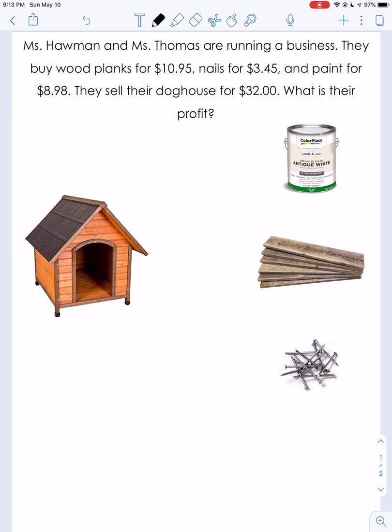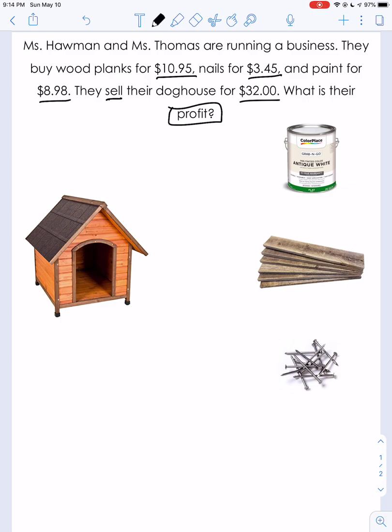So Miss Hallman and Miss Thomas are running a business. They buy wood planks for $10.95, nails for $3.45, and paint for $8.98. They sell their doghouse for $32. What is their profit? So again, profit is income minus expenses.